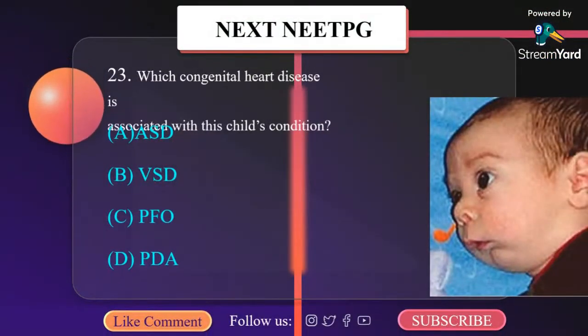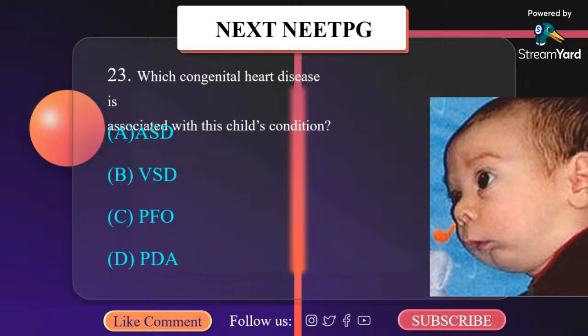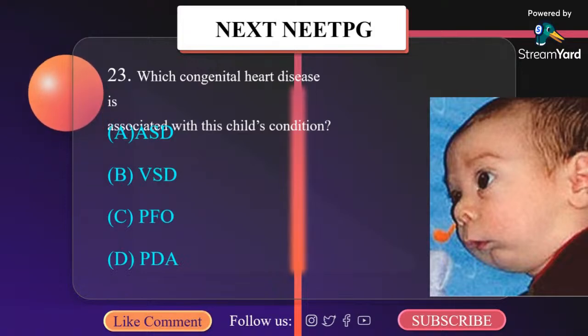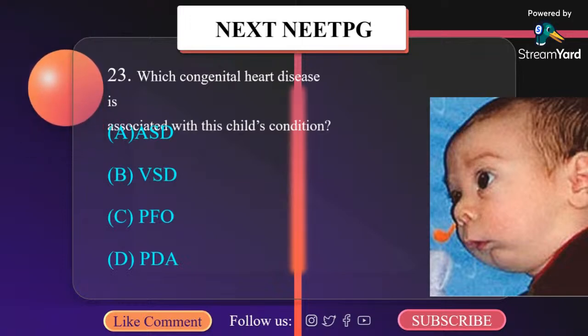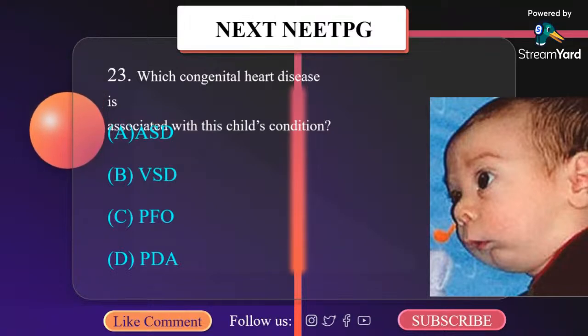Which congenital heart disease is associated with this child's condition? A. ASD, B. VSD, C. Patent foramen ovale, D. PDA. This child has micrognathia and retrognathia. The jaw is going backwards, and it is Pierre Robin syndrome. Pierre Robin syndrome is associated with atrial septal defect. So the correct answer here is A, atrial septal defect.